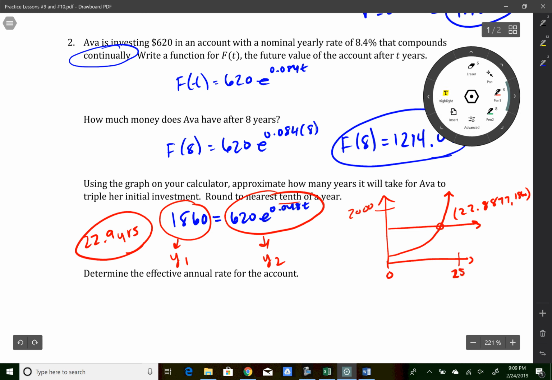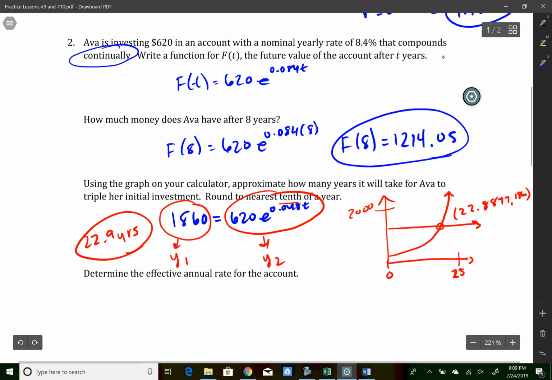The next part of this asks you to determine the effective rate of the equation. So just like we did with the Kelsey equation above, I want to rewrite it so that it's in terms of an exponent that just represents years. It doesn't represent anything multiplied to the years.